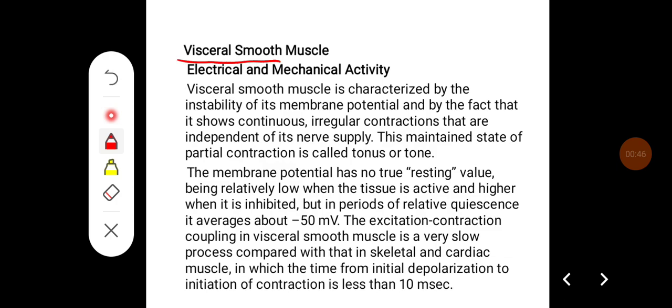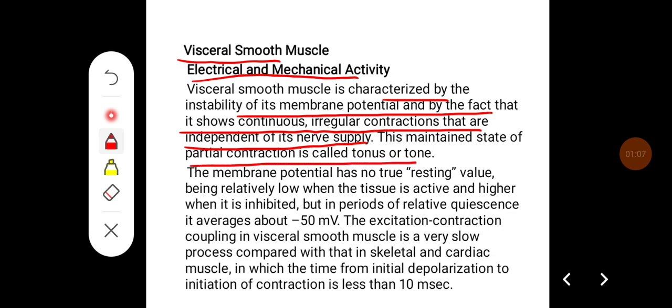Visceral smooth muscle. Electrical and mechanical activity of visceral smooth muscle. Visceral smooth muscle is characterized by instability of its membrane potential and by the fact that it shows continuous irregular contractions that are independent of its nerve supply. This maintained state of partial contraction is called tonus or tone.